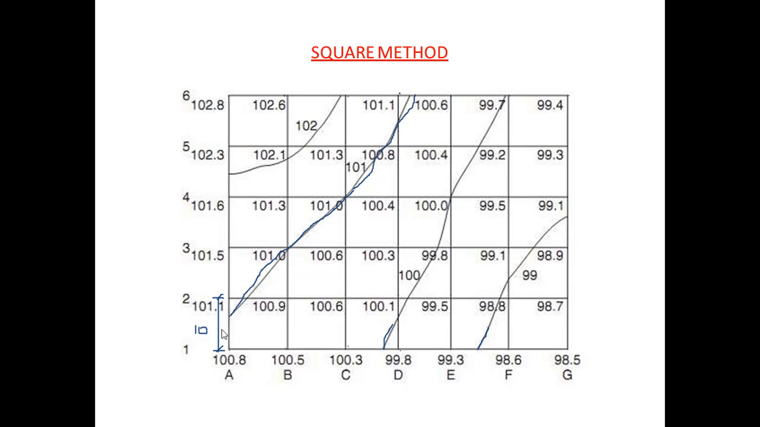Now, 101.1 minus 100.8 divided by 10 gives the value of 0.03 meters. So from here, if I take 0.03 meters, I can get the 101 meter contour. Likewise, here it is 101.1 and here it is 100.9, so the difference is divided by the corresponding horizontal distance. Then I am able to get the position of the 101 meter contour line. If I do the calculation likewise, it is called the estimation method.